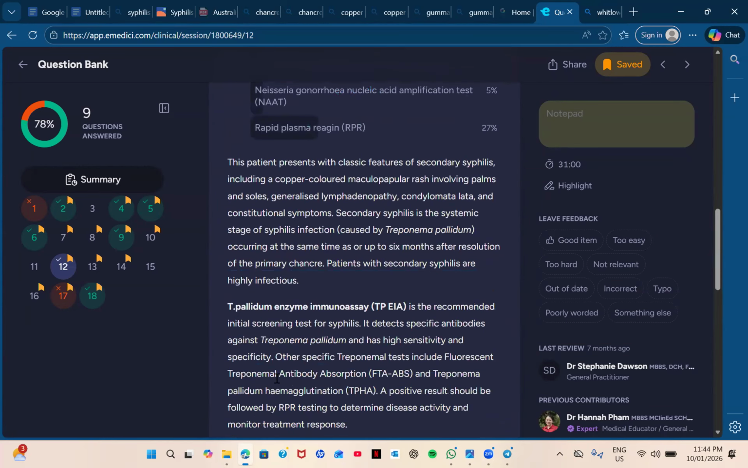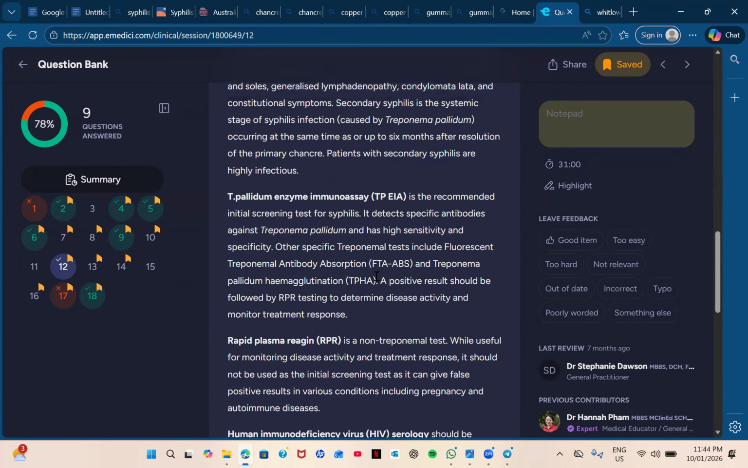This patient presents with classic features of secondary syphilis, including the copper rash and everything you know about it. Then the Treponema pallidum enzyme immunoassay is a recommended initial screening test for syphilis. It detects the specific antibodies against Treponema pallidum and has high sensitivity and specificity.